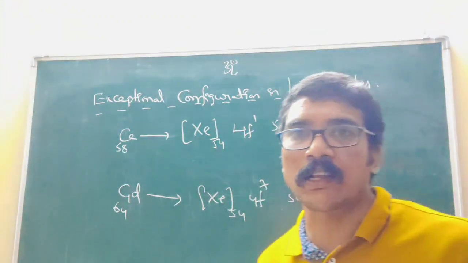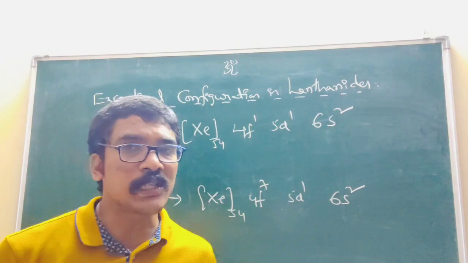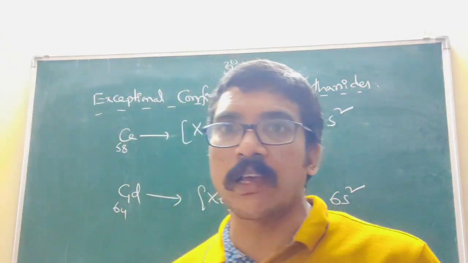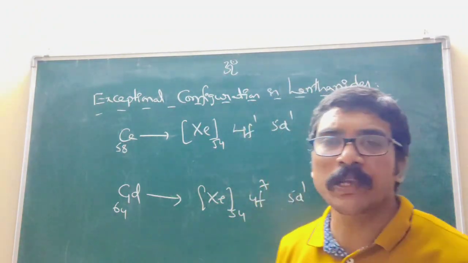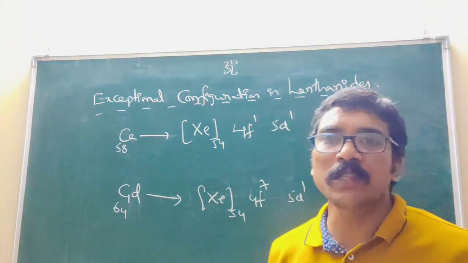5d also contains one electron in the case of cerium. So therefore cerium is the first f-block element, the lanthanide. This is the first element in the lanthanides. Atomic numbers 58 to 71 are called lanthanides. This is the first element, cerium, the lanthanide.